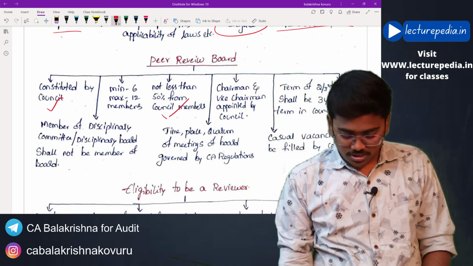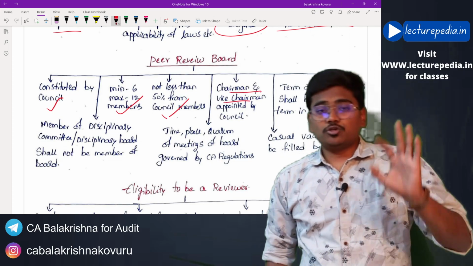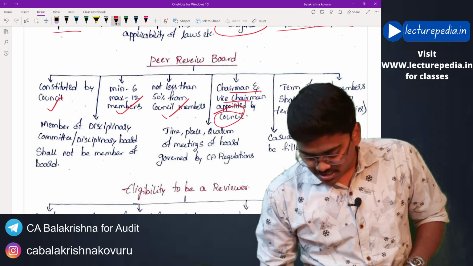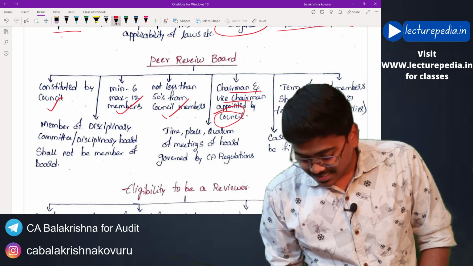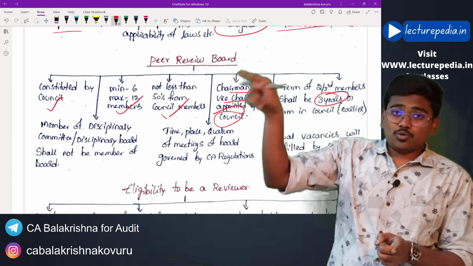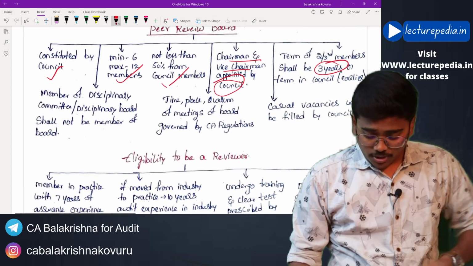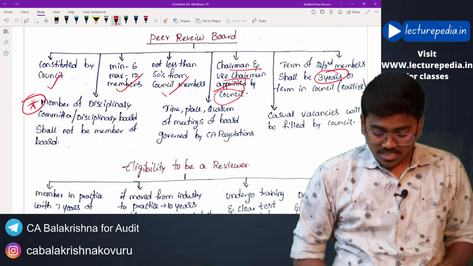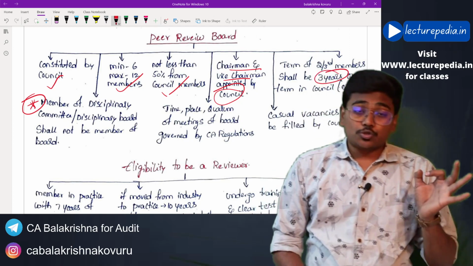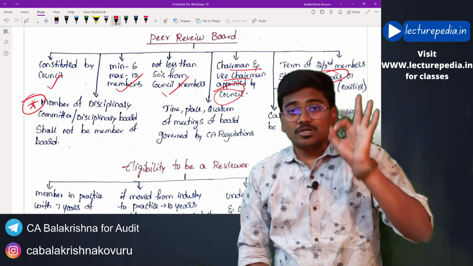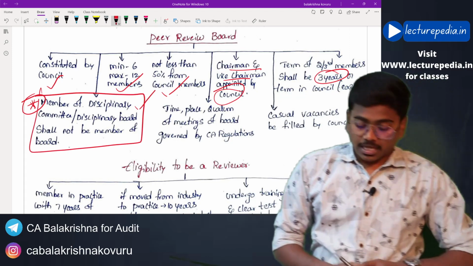Okay, minimum 6, maximum 12, and chairman and vice chairman of the peer review board will be appointed by council, and term of these members of peer review board shall be 3 years or their term in the council, whichever is earlier. Next, another important point that you have to remember, you can star mark it: member of disciplinary committee or disciplinary board should not be appointed as member of peer review board. This is the important point. MCQ might be asked on this.